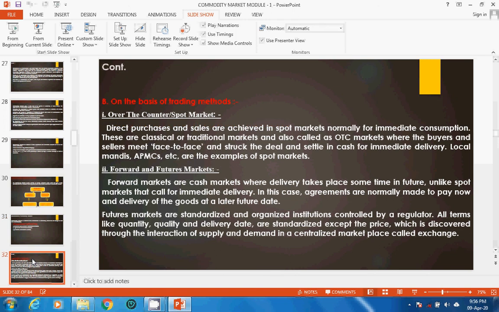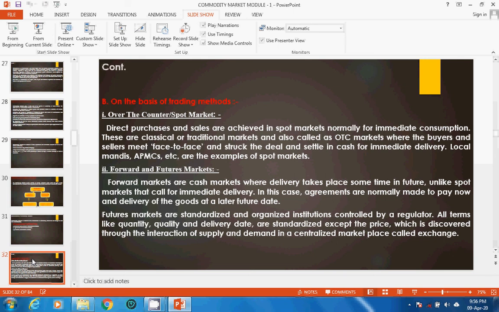On the basis of trading methods on commodity market, the commodity markets have been classified under two heads. One is the over the counter market or spot market, where the commodities are bought and sold without any disturbance, like buyers and sellers meeting each other in the local mandis, APMCs, where the commodities are exchanged. Therefore, it is known as the spot market, where the commodities are exchanged for money. It's known as the OTC market, over the trade counters.